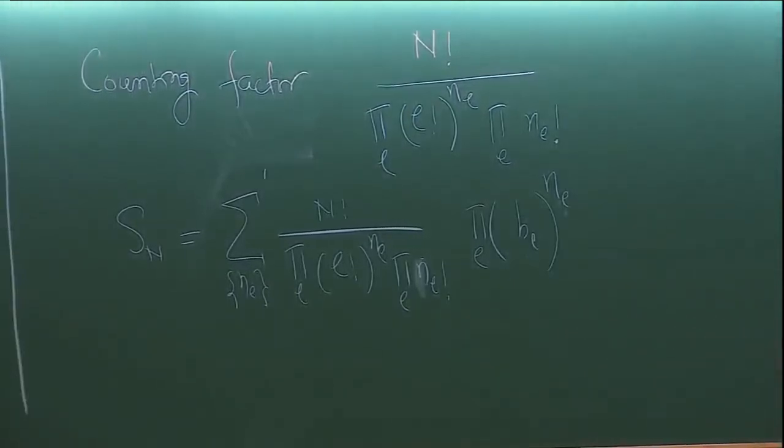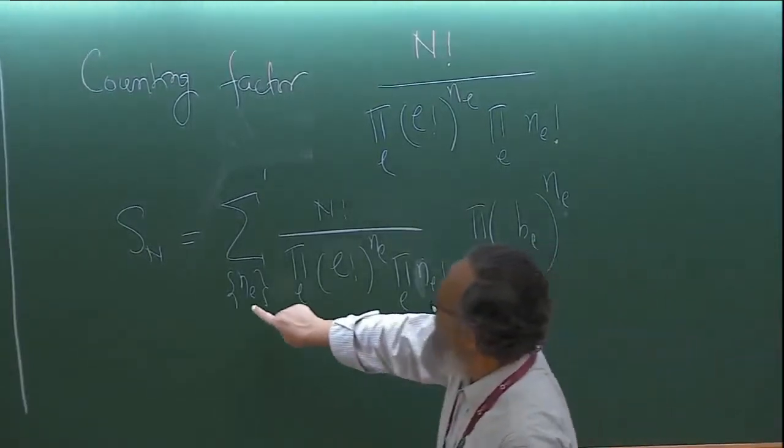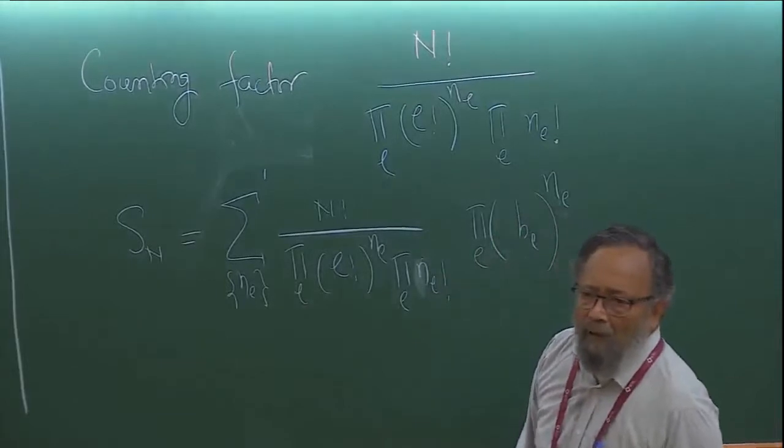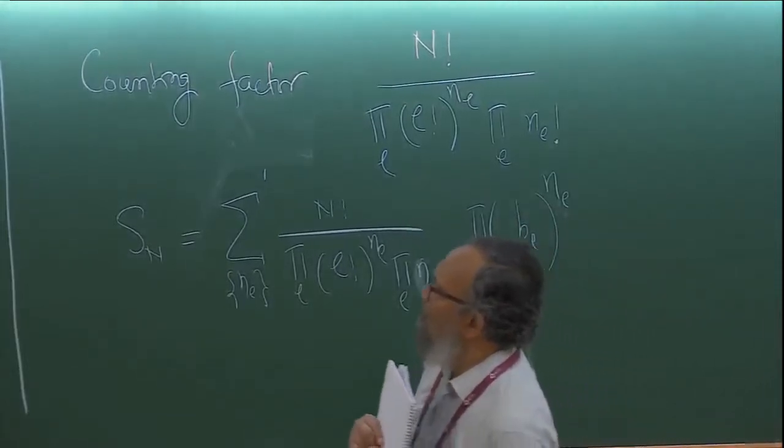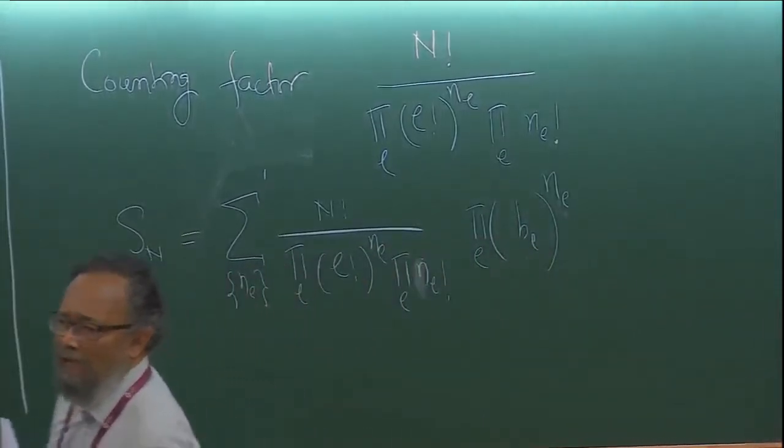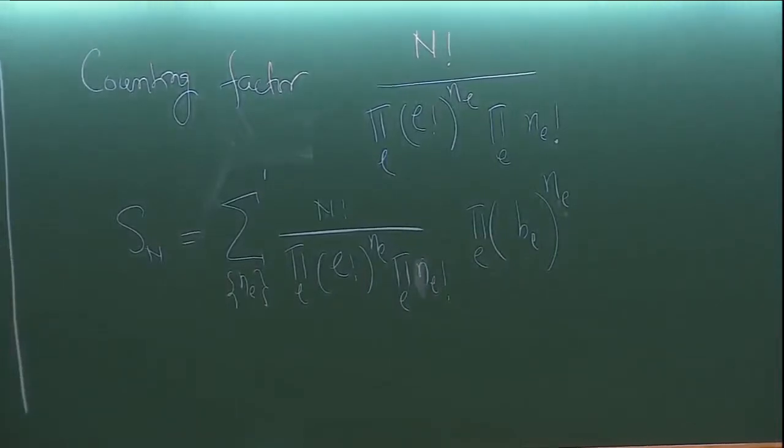So now there is a product over all L, and then there is this sum over the integers n sub L. But you cannot do the sums independently for different L because of this constraint on the sum.